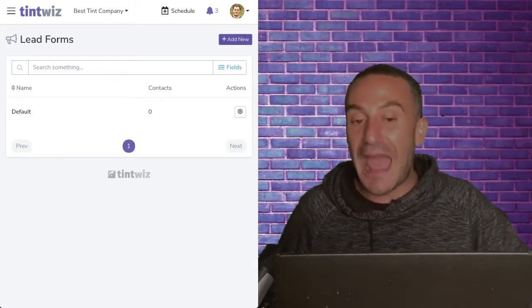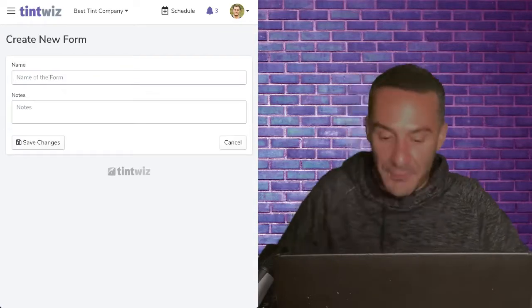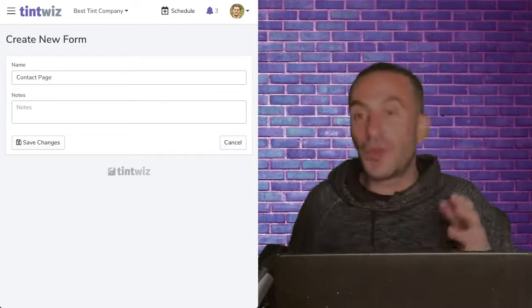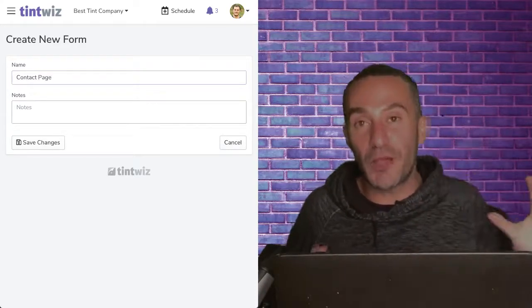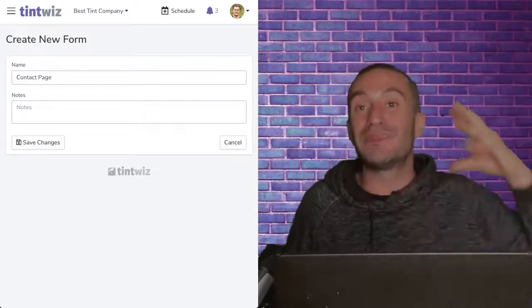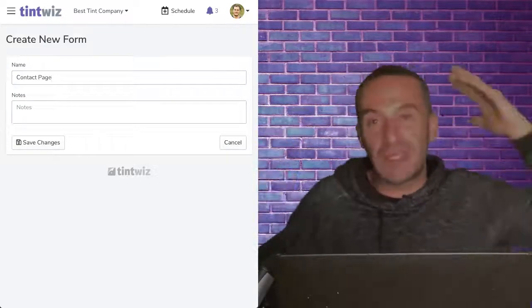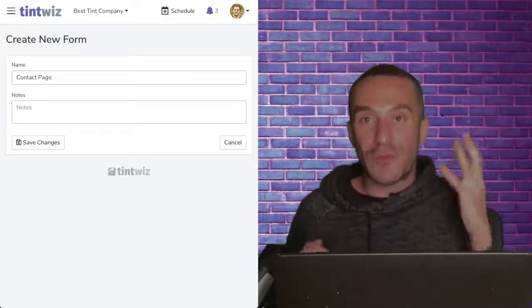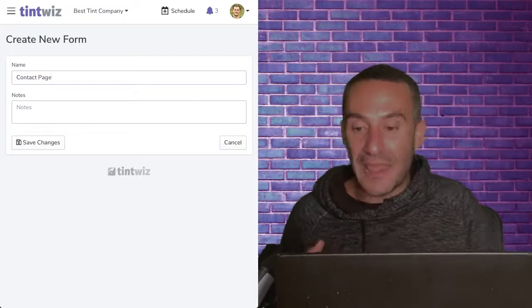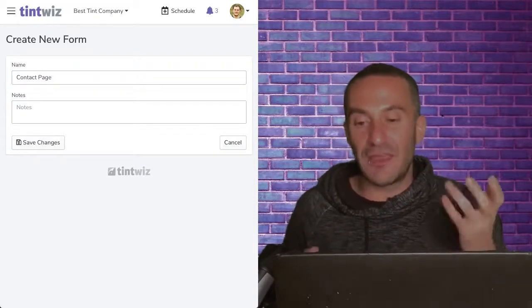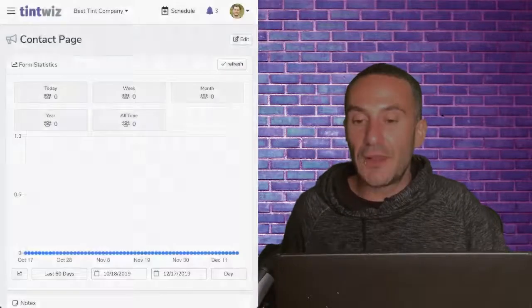And watch, I'm hitting Add New, and I'm going to name this contact form, or contact page, because this one we're going to assume is going to replace the form on your contact page. You can make as many as you want. You can put them on any pages you want. You can link them to your Yelp, to Facebook, to Instagram, anywhere you want. They're the most versatile tool for gathering leads possible. And watch this. I name a contact form. I don't need any notes in here. I hit save. What I've just created here is the lead form.